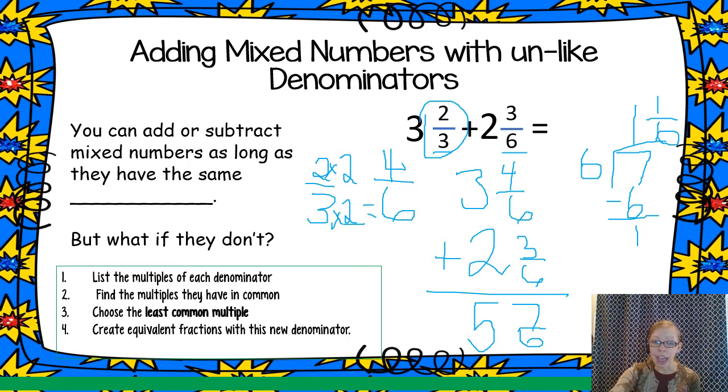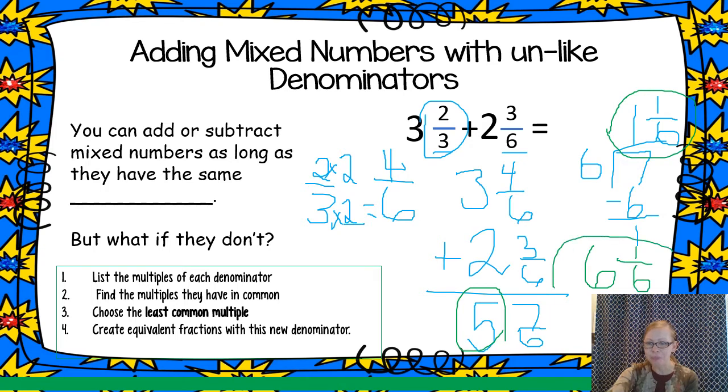So I had my whole number. Let me change my color here. I had my whole number 5. And now I fixed 7/6 so that it was the mixed number 1 1/6. My last step is to put those both together. I'm going to add my whole number 1 to the 5 that I already had, giving me 6 as my whole number and 1/6 as the fraction part of my mixed number.